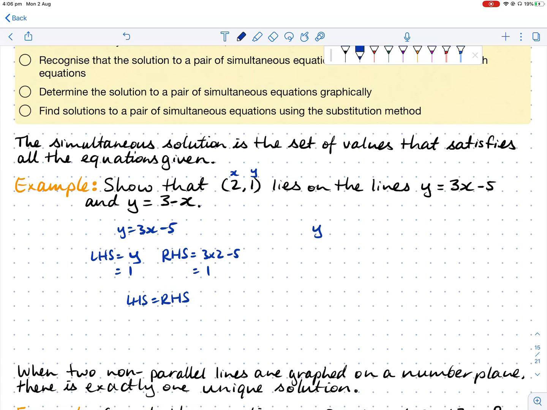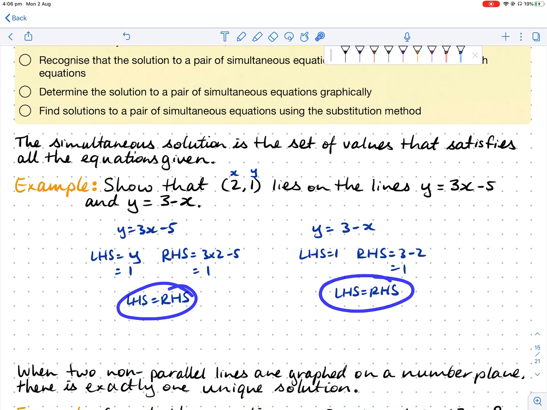If we do a similar thing with the second equation, y equals 3 minus x, the left-hand side again is 1. The right-hand side is 3 minus 2, which is equal to 1. So again, you can see the left and the right-hand side are equal. So going back to this idea of does a point lie on a line, we can see that both of these equations are true. So yes, (2, 1) lies on both of these lines.